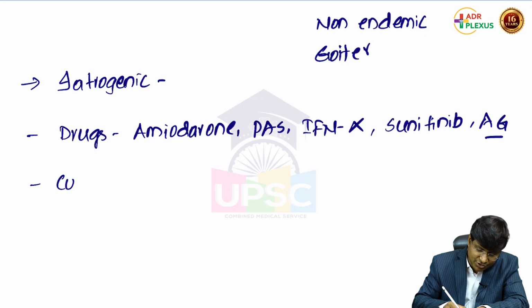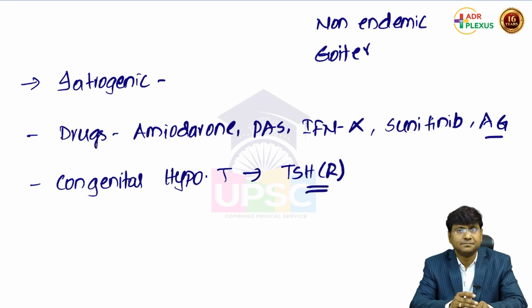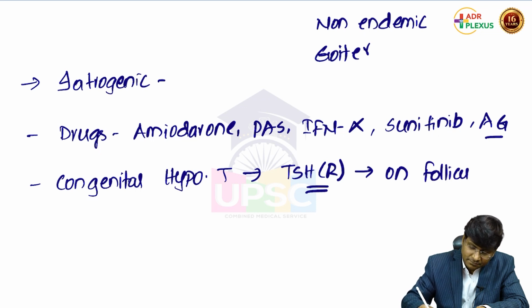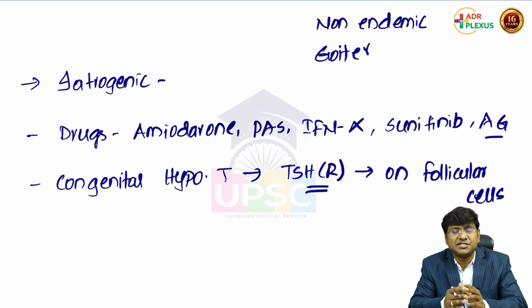Then we have congenital hypothyroidism. Congenital hypothyroidism is the disorder where you have a mutation of the TSH receptor on the follicular cells. Right? So once there is a TSH receptor mutation on the follicular cells, the TSH which is coming from the anterior pituitary will not act, and thereby T3 and T4 synthesis does not occur.